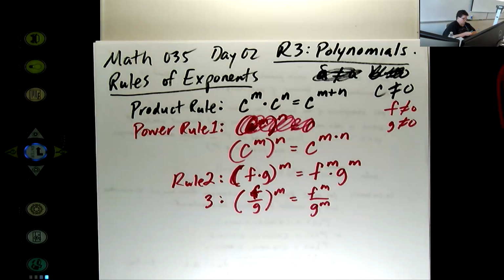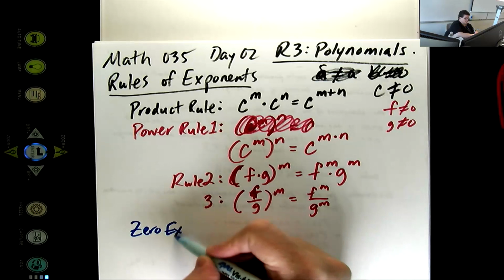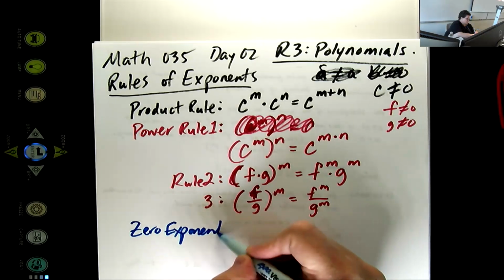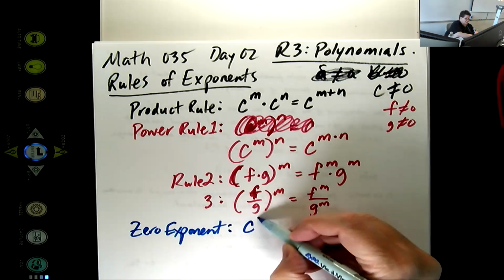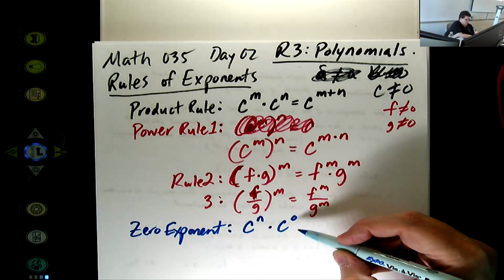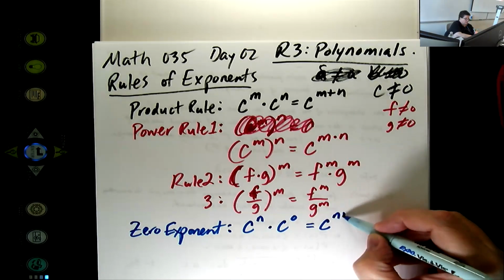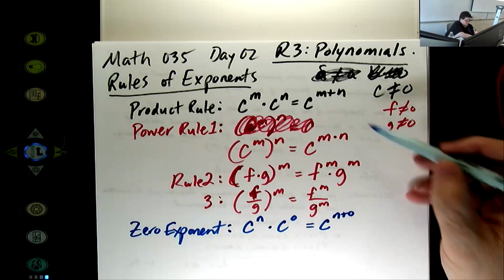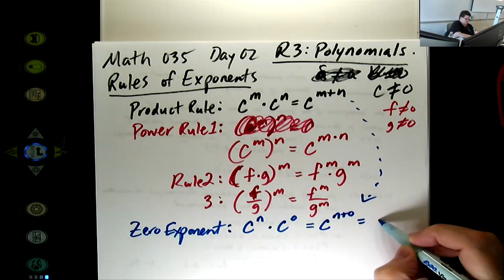The 0 exponent rule. I will show you how it works using the previous one, and you can deduce what it means if you don't already know. If I have c to the n and I multiply it by c to the 0, I'm going to use that product rule up there, and I have c to the n plus 0. So I used that rule right there. But n plus 0 is just n.